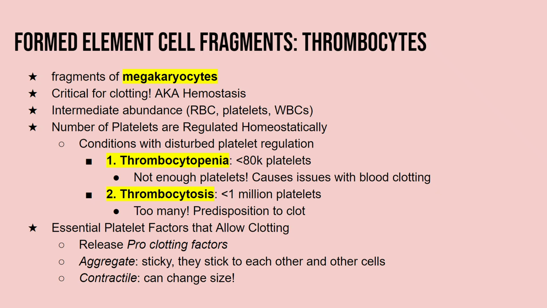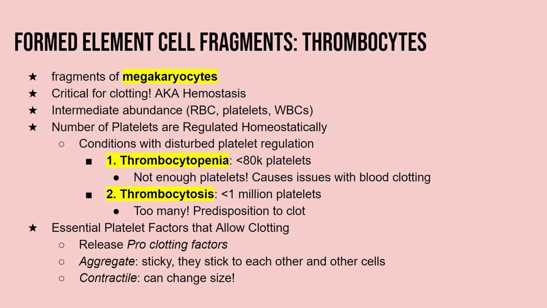And then the last formed element is the thrombocytes. These are fragments of megakaryocytes, and they're critical for clotting or hemostasis. Although these are just 0.1% in combination with the white blood cells, there's a little bit more of them than white blood cells, which is why they're intermediate abundance.